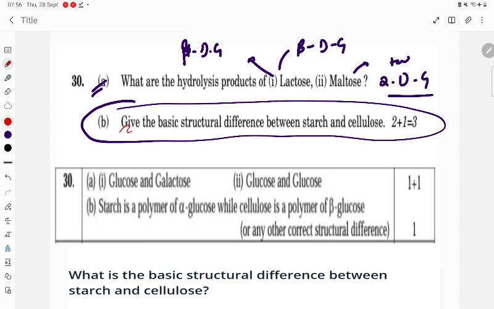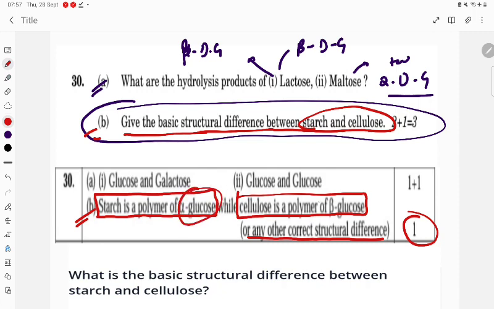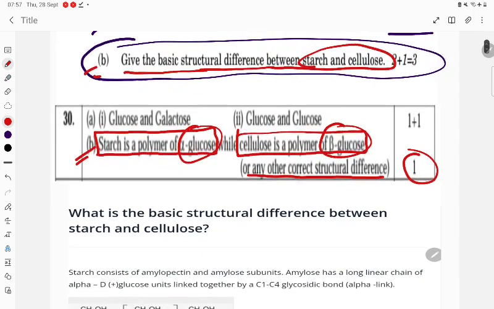So we are going to the second one. What is the basic structural difference between starch and cellulose? Students, this is a 1 mark question, so if you write 1 point, that is very easy. Starch is a polymer of alpha D glucose, while cellulose is a polymer of beta glucose. Any other correct structural difference can be written, but the CBSE answer given is that starch is a polymer of alpha glucose and cellulose is of beta glucose.